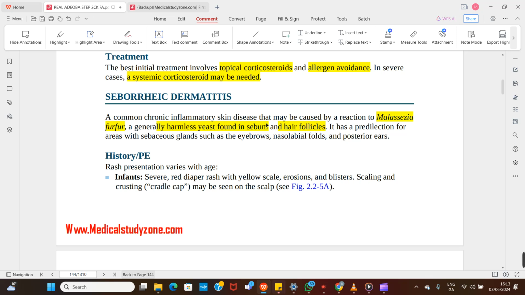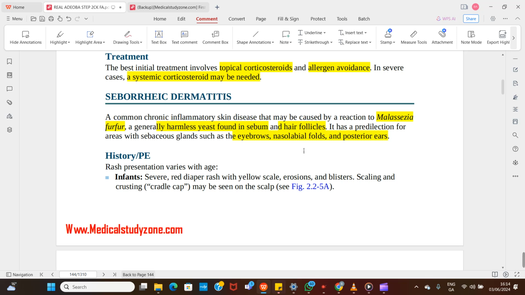So areas that are abundant in sebaceous glands, like the eyebrows, the nasolabial folds, and the posterior hairline, are the areas where you see seborrheic dermatitis. It is very common at two peak ages: number one, within the first year, and after that, between 30 to 60 years, right?